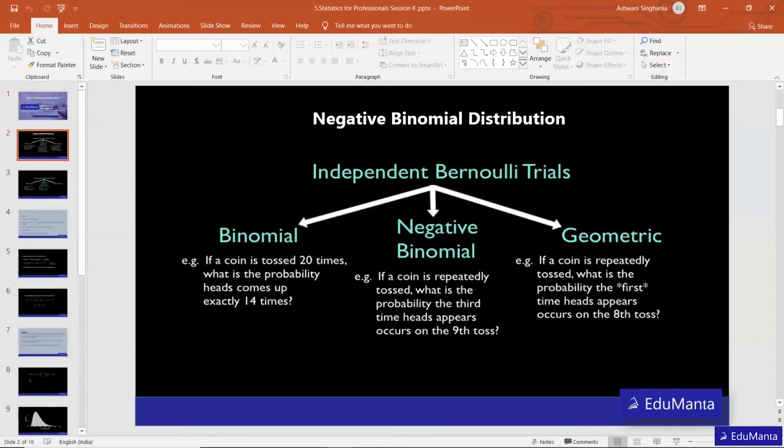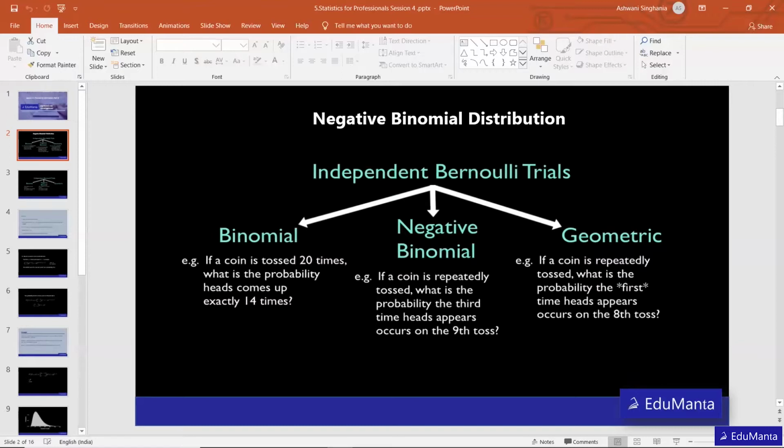So let's move to negative binomial distribution. What is negative binomial distribution? We have already done binomial distribution and we know what it is. But here also we are going to do a comparative study and try to understand the difference between binomial distribution, negative binomial distribution, and somewhere or the other, negative binomial distribution is an extension of geometric distribution. So let's understand what these three actually signify.